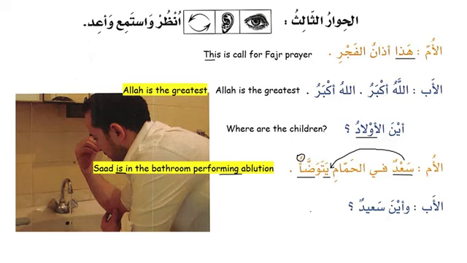Wa aina Sa'idun, and where is Sa'id? So wa means and, aina again we use to ask a question, and Sa'id is the name of the person.